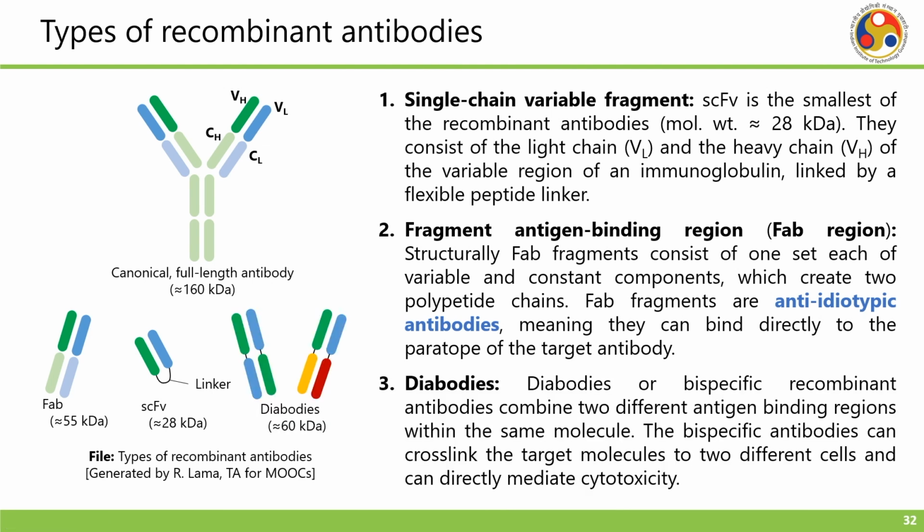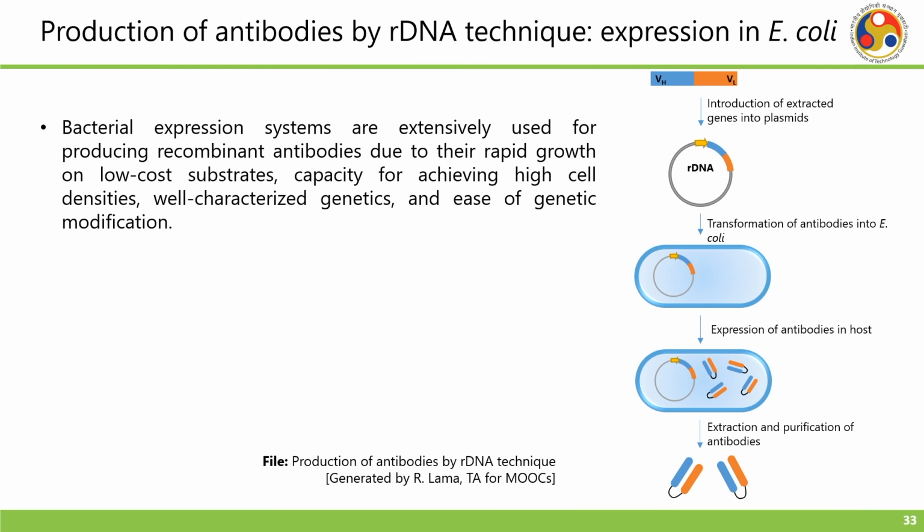Then we have diabodies or bispecific recombinant antibodies, which combine 2 different antigen binding regions within the same molecule. The bispecific antibodies can cross link the target molecules to 2 different cells and can directly mediate cytotoxicity. So, how are these antibodies produced using rDNA technique in E. coli? Let us have a small discussion on that.